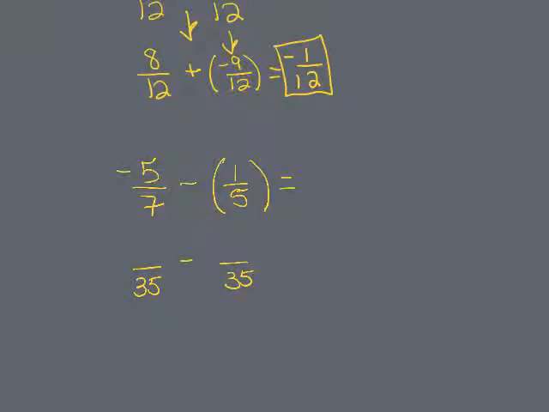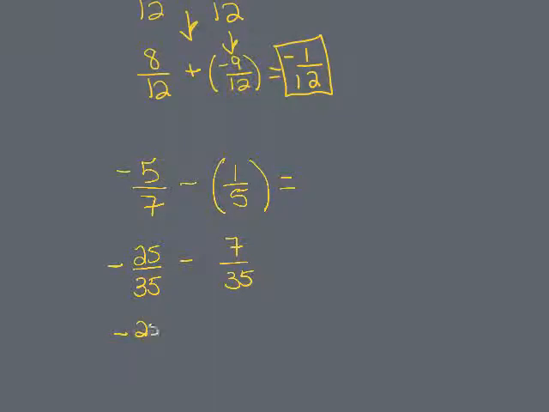Keep my operation, keep my integer or my positive and negative signs there. Okay, so 7 times 5 is 35. Therefore, 5 times 5 is 25. 5 times 7 is 35, therefore 1 times 7 is 7. Now we're ready to look at subtracting. How do we find our additive inverse?